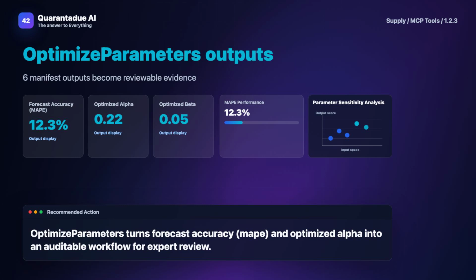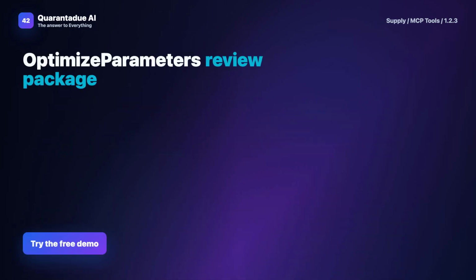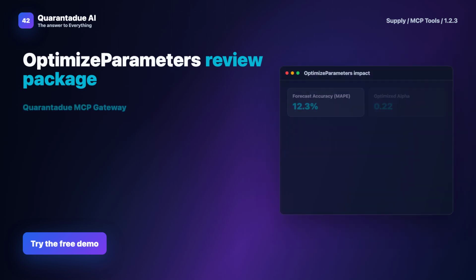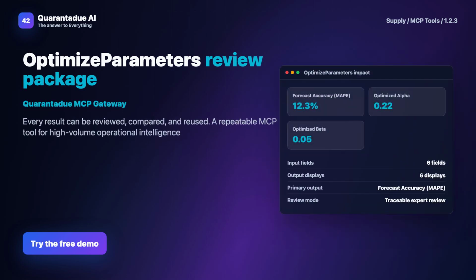Let me walk you through a hypothetical example to make this concrete. Consider a pharmaceutical company forecasting demand for seasonal flu vaccines. They have variables like historical sales, population health data, and campaign schedules. Using OptimizeParameters, the software takes this data and optimizes the hyperparameters for their forecasting model.